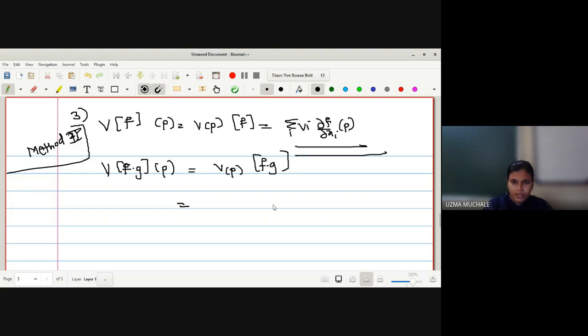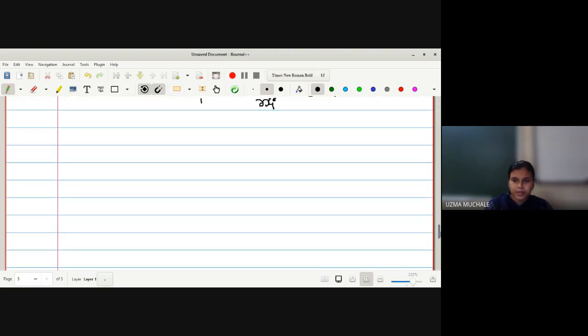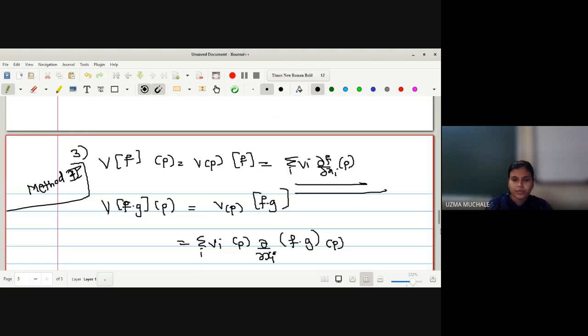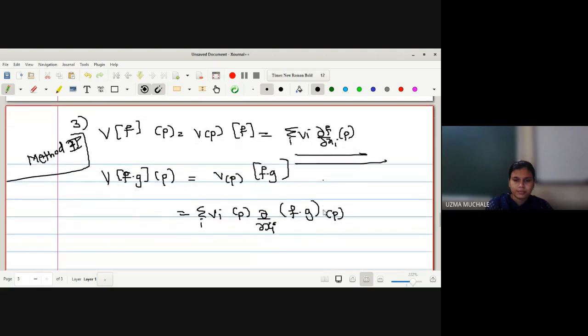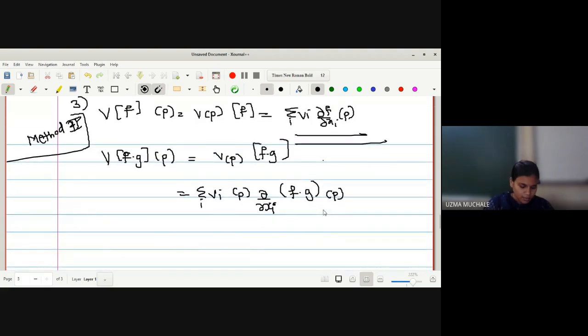Now what will be the application here? It will be summation over i of v_i as it is, at a point p, and here it will be ∂/∂x_i as it is. Now instead of a function f itself, we have a product of functions, again evaluated at a point p, because everything now depends on the point p. If you change the point p, there will be a change in your tangent vector.